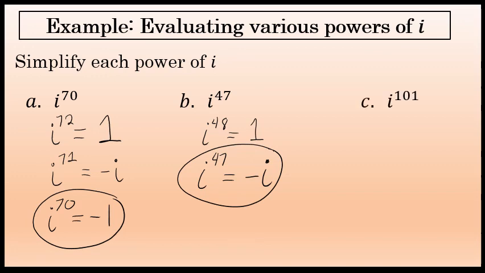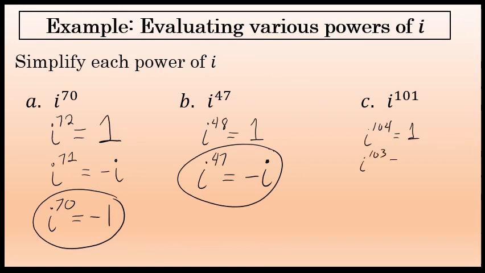Let's do one more. How about i to the 101st power? Well, again, I'll ask the same two questions. First, is 101 a multiple of 4? And that answer is no. So this does not simplify to 1. What is the next number bigger than 101 that is a multiple of 4? And that answer would be 104. So i to the 104th power would simplify to 1.